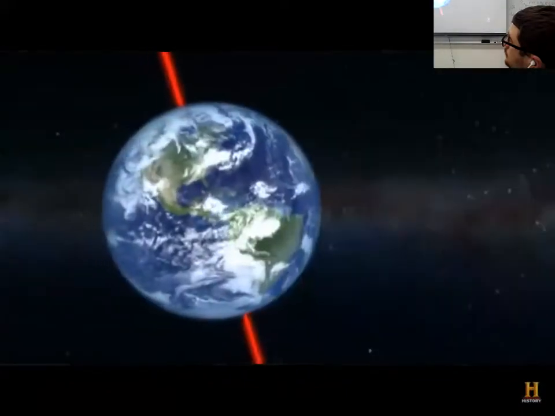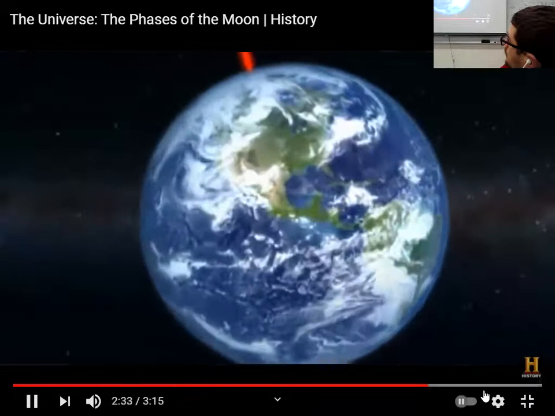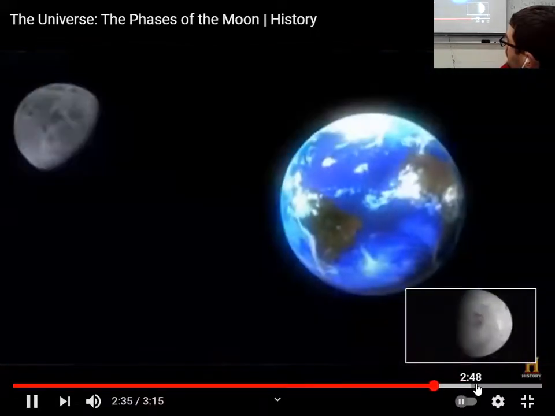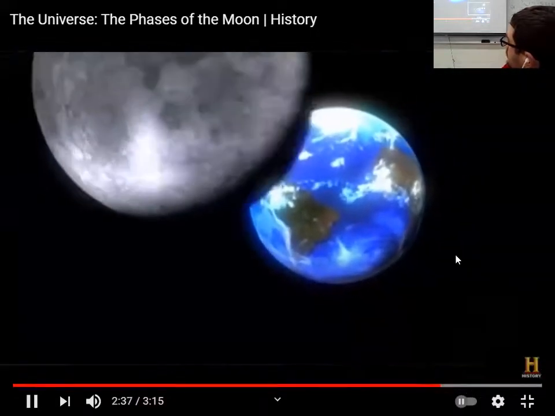But since the moon's orbit is inclined about 5 degrees to Earth's, the moon would normally pass either above or below the Earth.